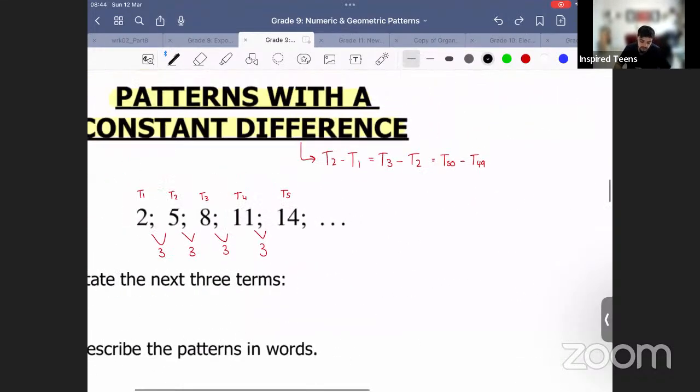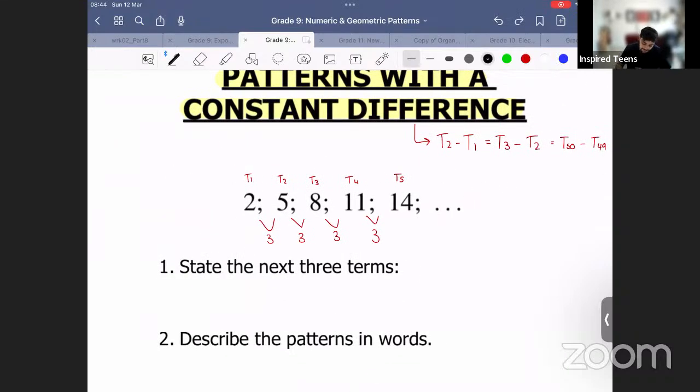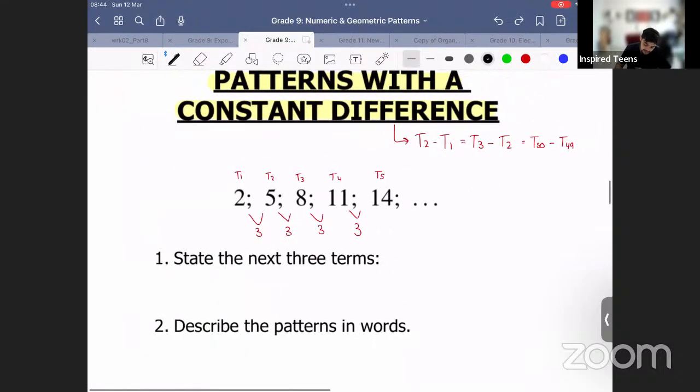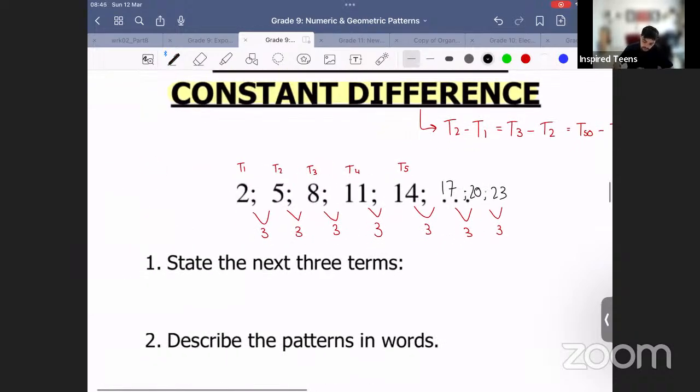Okay, so yes, constant difference means there's a constant difference of positive 3 between each term. Now they want us to firstly state the next 3 terms. We know that we have to add 3 each time. So we add 3, we get 17. We add 3 again, and again. We get 20 and 23. So the next 3 terms are 17, 20, and 23. How did I get that? By simply adding 3 each time, because I noticed that's what the pattern was.